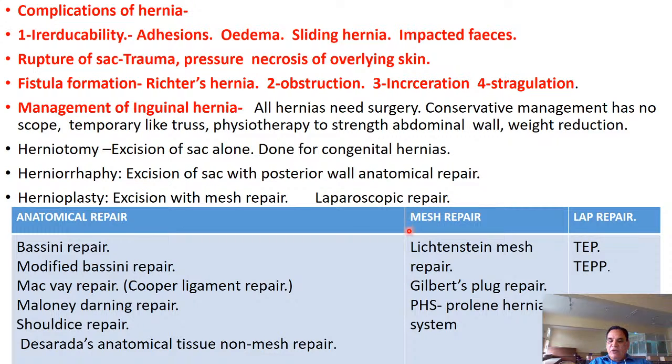The posterior wall is strengthened with the help of mesh. The mesh we are using is a Prolene mesh. The technique is called Lichtenstein. Different methods: Gilbert's plug repair, Prolene hernia system. This is a ready-made system available which will fit into the internal ring. And laparoscopy: TEP, that means totally extraperitoneal repair, and TAPP, transabdominal preperitoneal. Okay, these are the different methods.